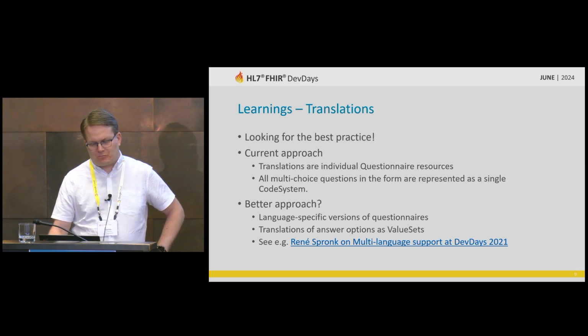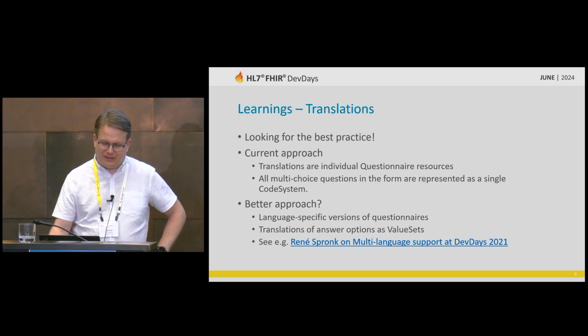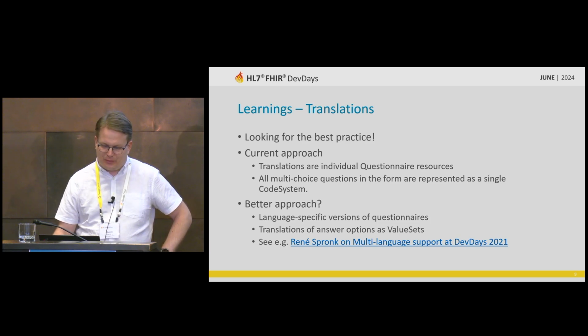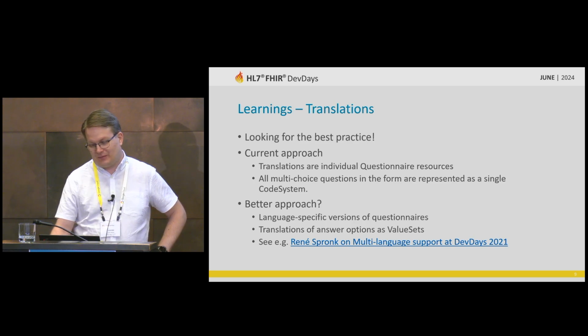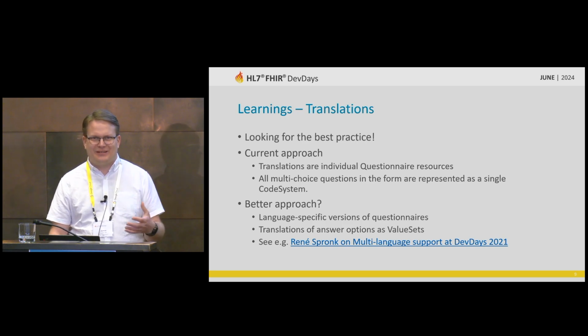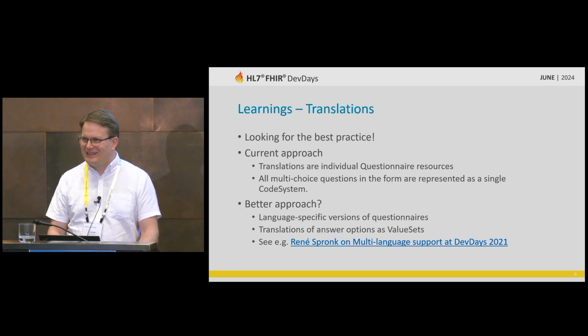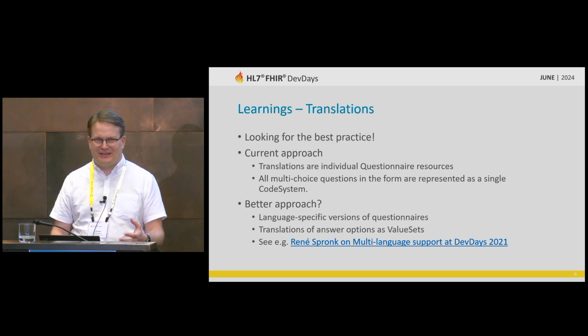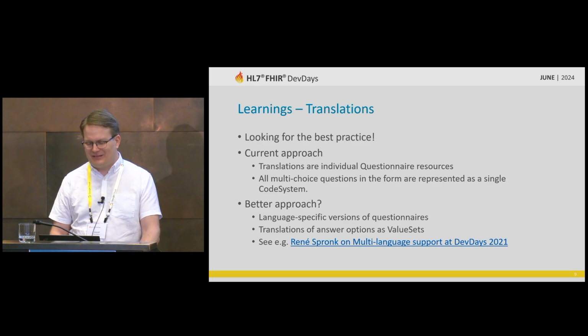And I think a better approach could be this that was, at least in 2021 DevDays, presented by René Spronk, that the translation of the answer options would be value sets, and that makes more sense. But still, I think. Is there like a best practice? I would like to know if you have an idea. Like, is there a commonly accepted way to do it that always works?